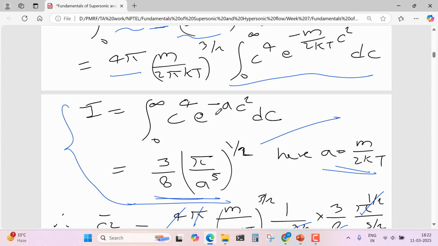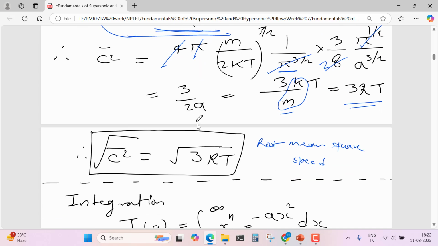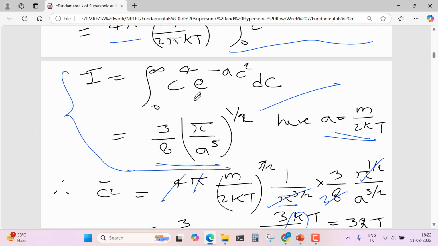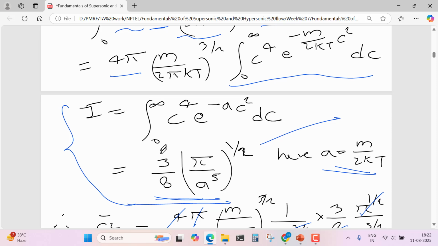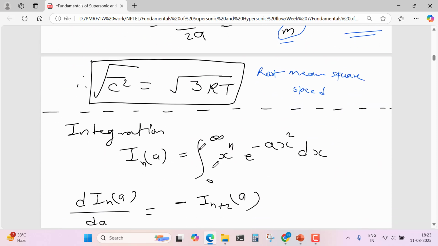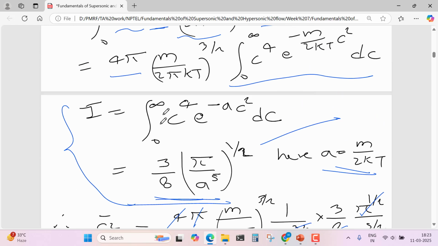So now I will solve this integration first. This integration is in terms of this expression: I_n(a) equal to integration 0 to infinity x to the power n e to the power minus a x² dx. And in our expression the value of n was 4. So here I_4(a) will become integration 0 to infinity x⁴ e to the power minus a x² dx. It is similar to this only.